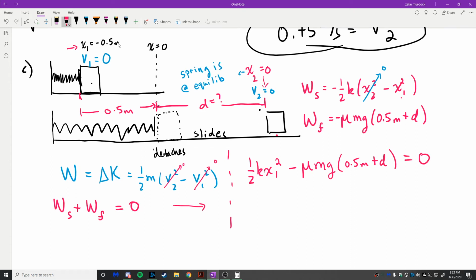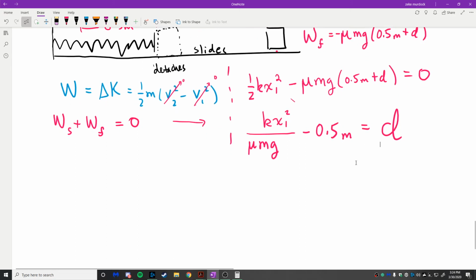And then we just solve for d, right? Okay, I'm going to write this in a little bit different way than I just did. Let's write it like this. I'll let you guys solve for d here if you want to, but I think it's going to be equal to something like this. We're going to get k x1 squared. We add this thing to the right-hand side of the equation, and we're going to be dividing by mu times mg, and then we're going to subtract 0.5, and that should be equal to the distance. You can work out the algebra for yourself if you want to. Just isolate d. I think this is what you're going to get.